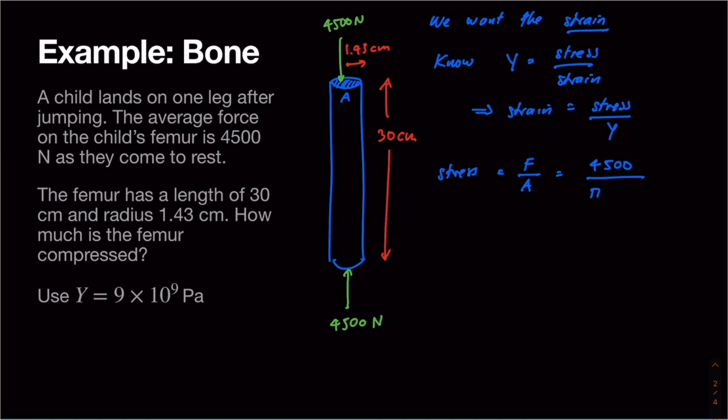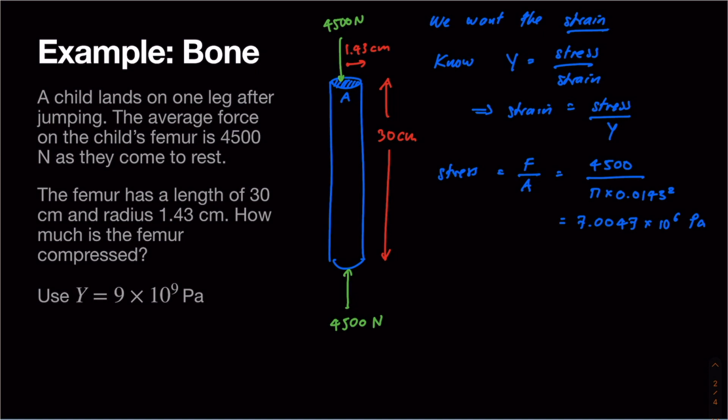It's just the area of a circle, pi times the radius squared, and I need to make sure I am in meters. So it's going to be 0.0143 squared, which if I just type that in my calculator, I will get a value of about 7 million. So 7.0047 times 10 to the 6 pascals.